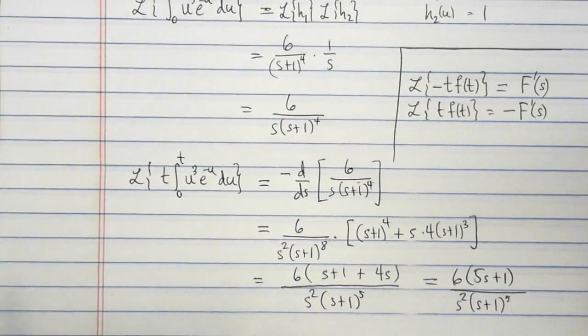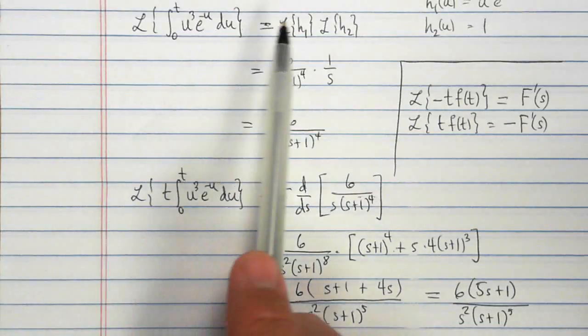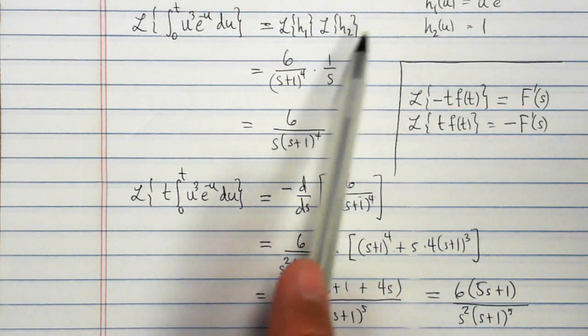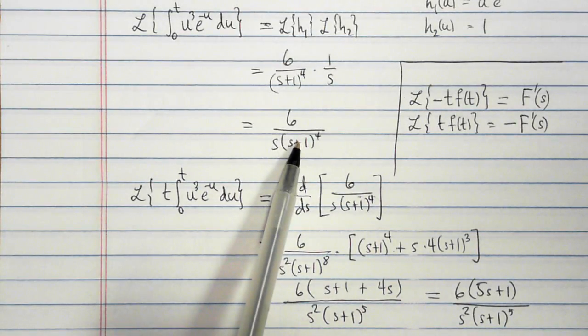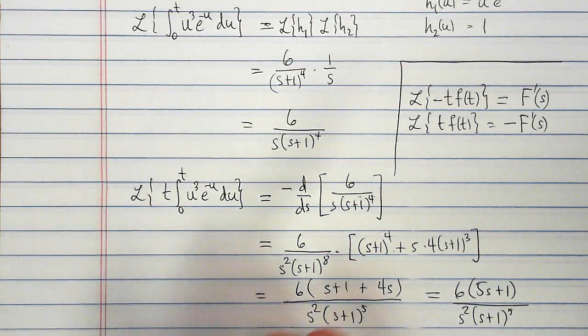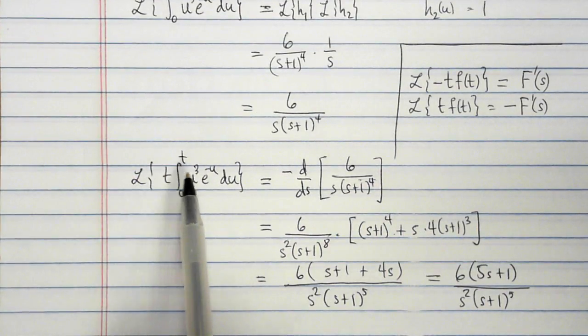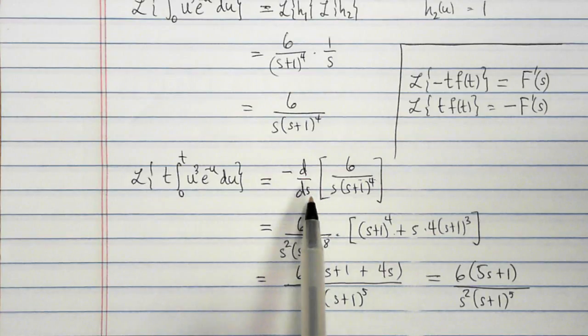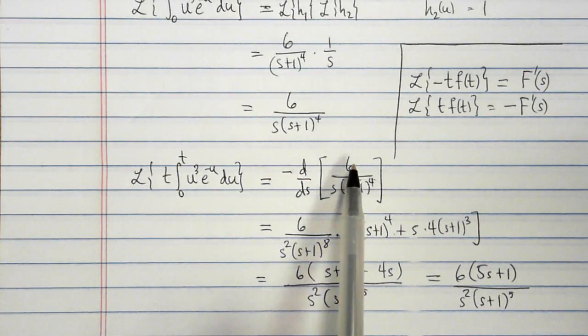And so the logic for this one is that this integral can be thought of as a convolution of two functions, and so I can get the Laplace transform of this pretty quickly without doing the integral. And then if I have the Laplace transform of this thing times t, that's equal to negative the derivative of the Laplace transform.